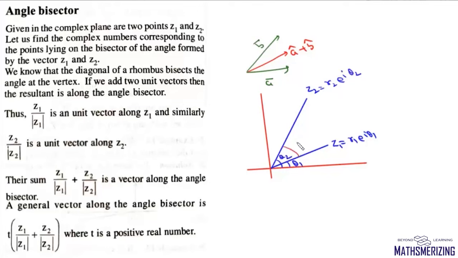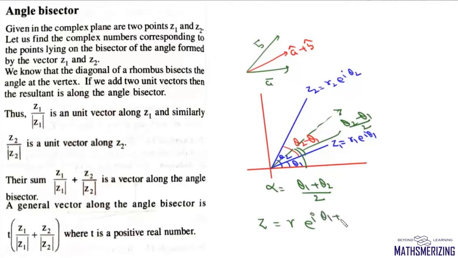Now this angle is theta 2 minus theta 1. Now we look at its angle bisector. This angle now will be (theta 2 minus theta 1) by 2. So this entire angle from the positive real axis, which is say alpha, will be (theta 1 plus theta 2) by 2. Any complex number in this internal angle bisector direction, which is say Z, will be given by some R and then e to the power iota (theta 1 plus theta 2) by 2.